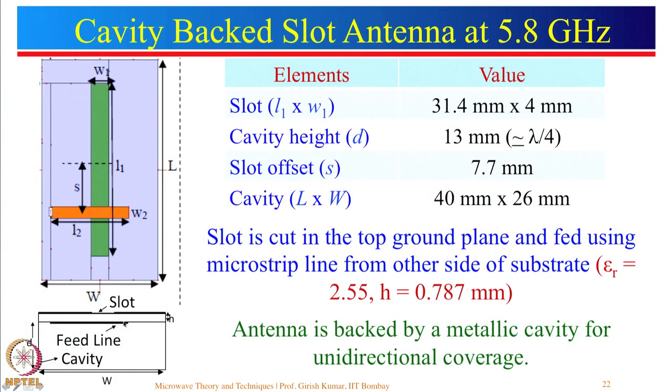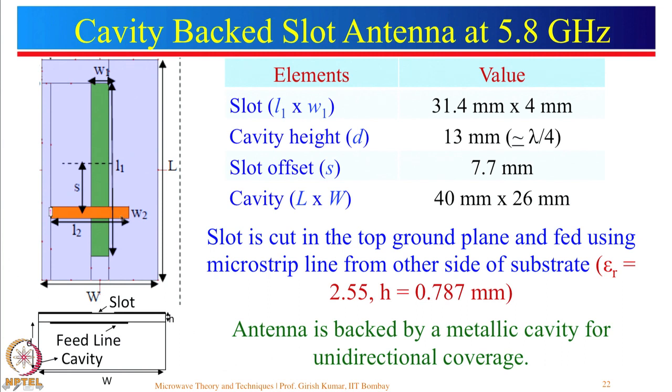At 5.8 gigahertz, the length should be around lambda by 2. The cavity height has been taken as lambda by 4. The reason is that any short circuit over here will act as an open circuit, so that there is no loading of this metallic plate on this particular antenna. We have taken the width of the slot as 4 mm. Slot length is 31.4 mm. I'm going to show you the effect of the slot length in the next slide.